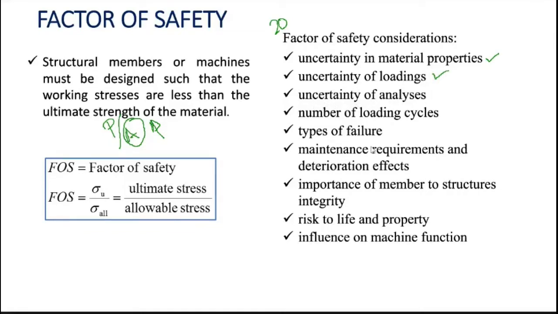Uncertainty of analysis. You can't judge what will happen if you are doing a particular thing. Then you can increase the factor of safety. If we can easily identify, this is what the problem is, if a problem comes this is what will come, and there is no chance of anything else, then you can reduce your factor of safety. Next, number of loading cycles. So when I say loading cycles, how many times is it working? Is it working continuously or intermittently? So that is also one consideration.